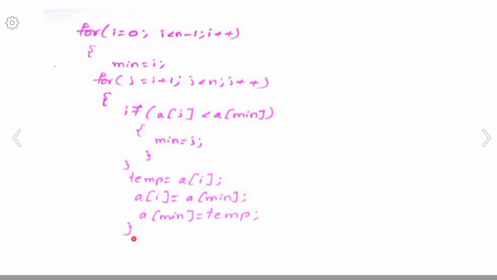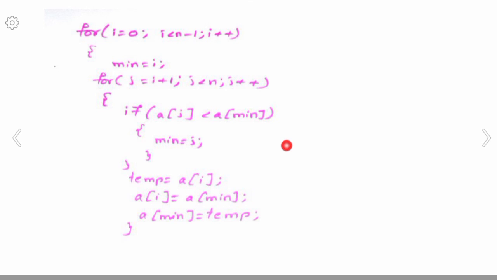This code is for swapping 2 elements. We consider j and a of minimum, that is the first element. Don't get confused: a of minimum is the first element of the unsorted array, and j is the minimum element in the unsorted array. So we are comparing these two things.